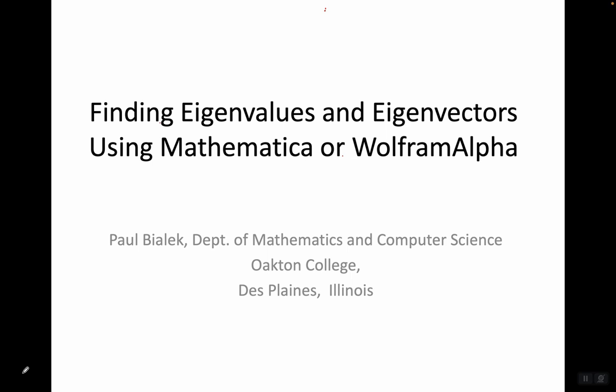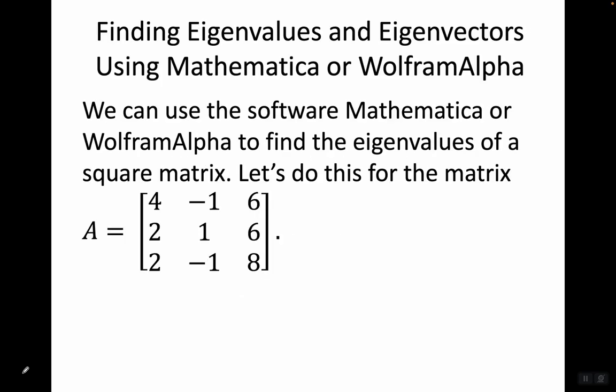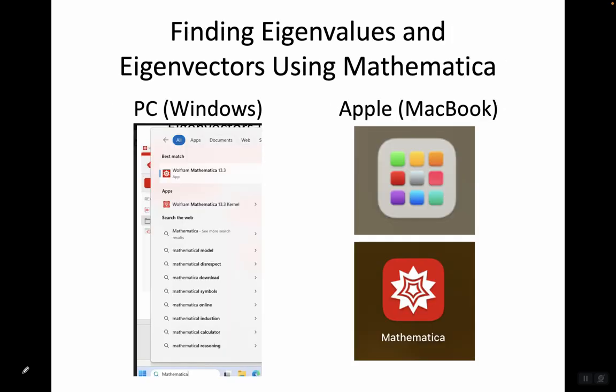Let's talk about finding eigenvalues and eigenvectors using Mathematica or WolframAlpha. We can use the software Mathematica or WolframAlpha to find the eigenvalues of a square matrix. Let's do this for the matrix A shown here.